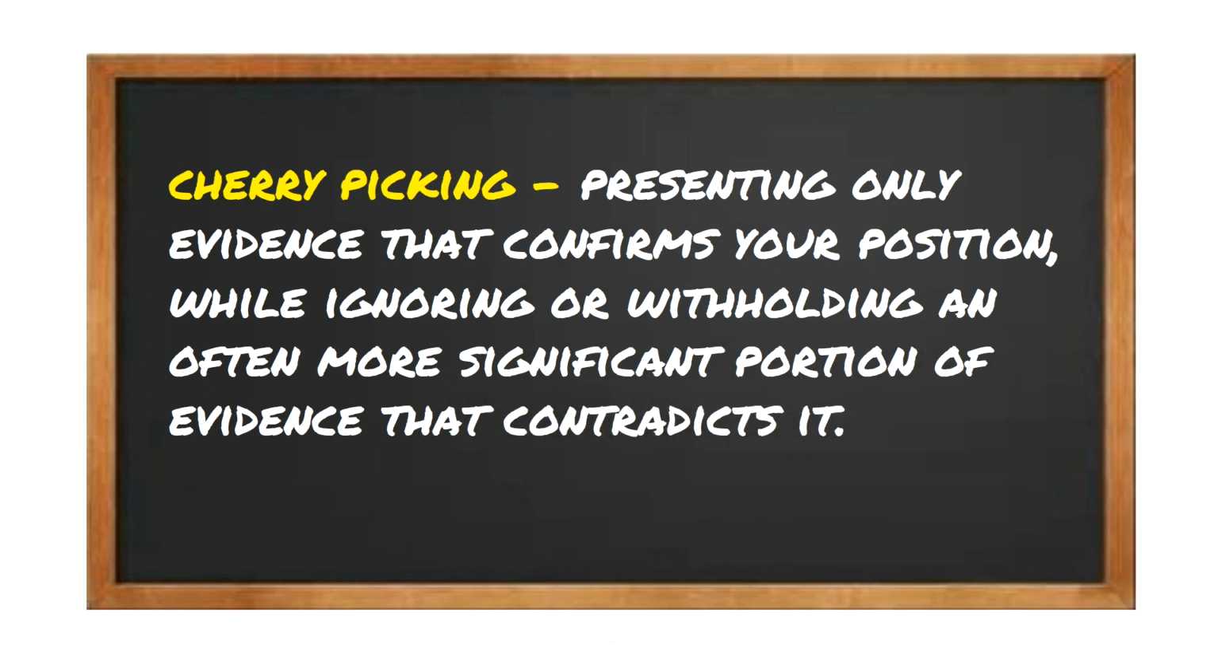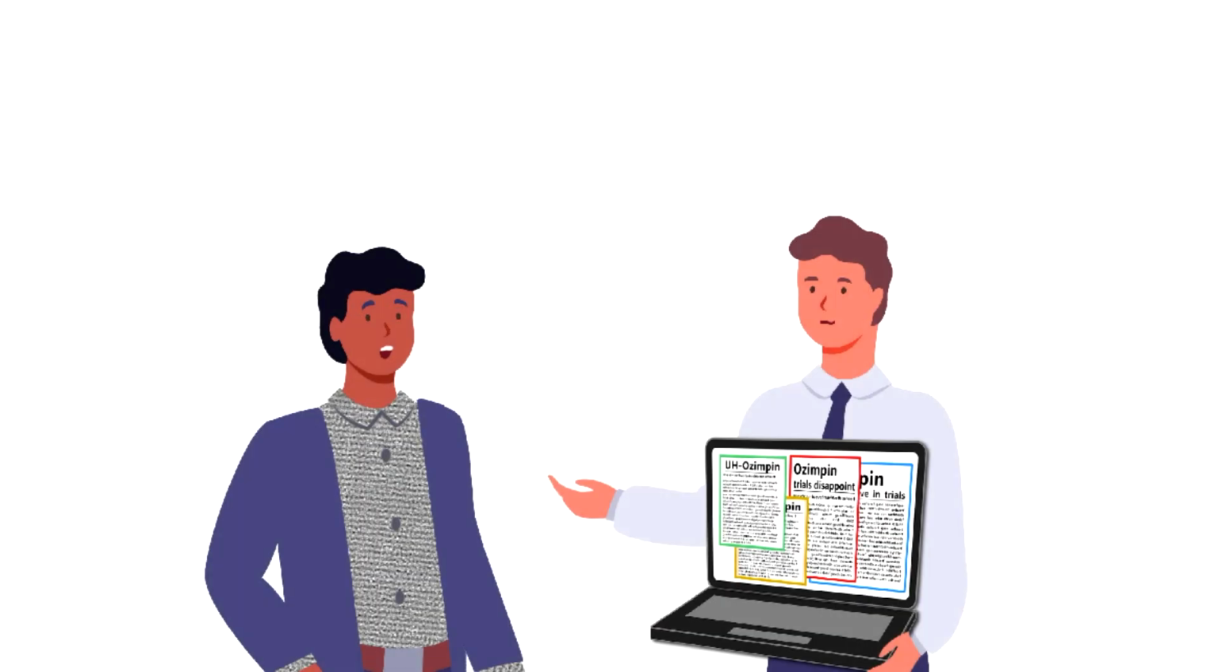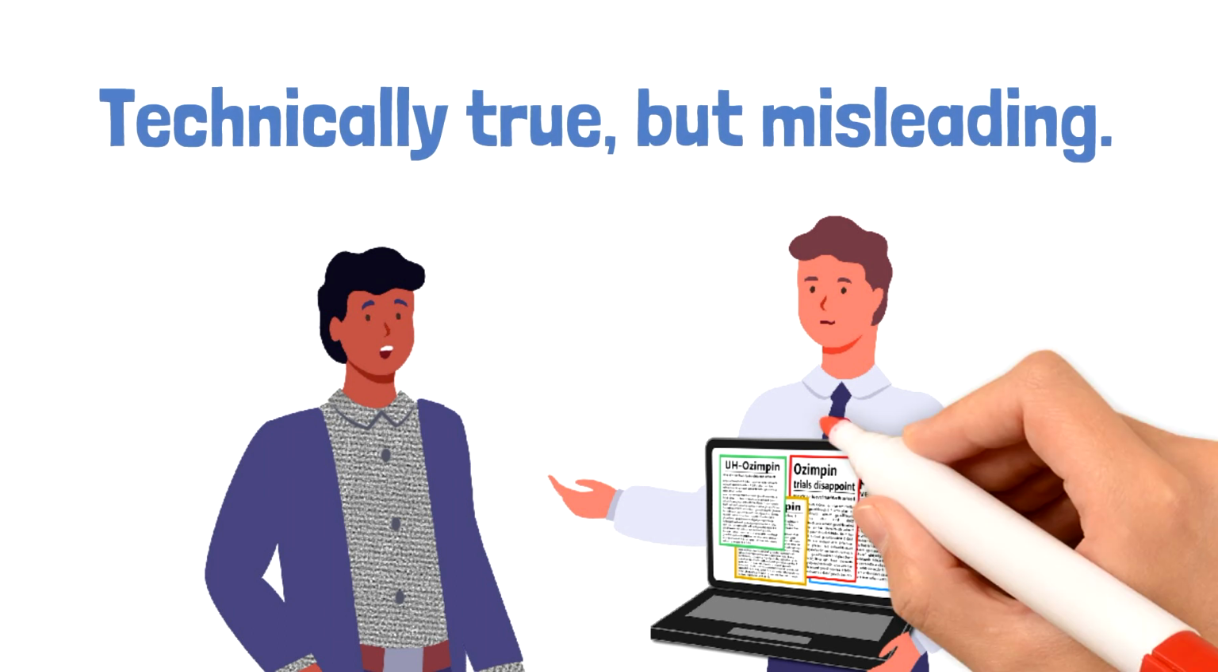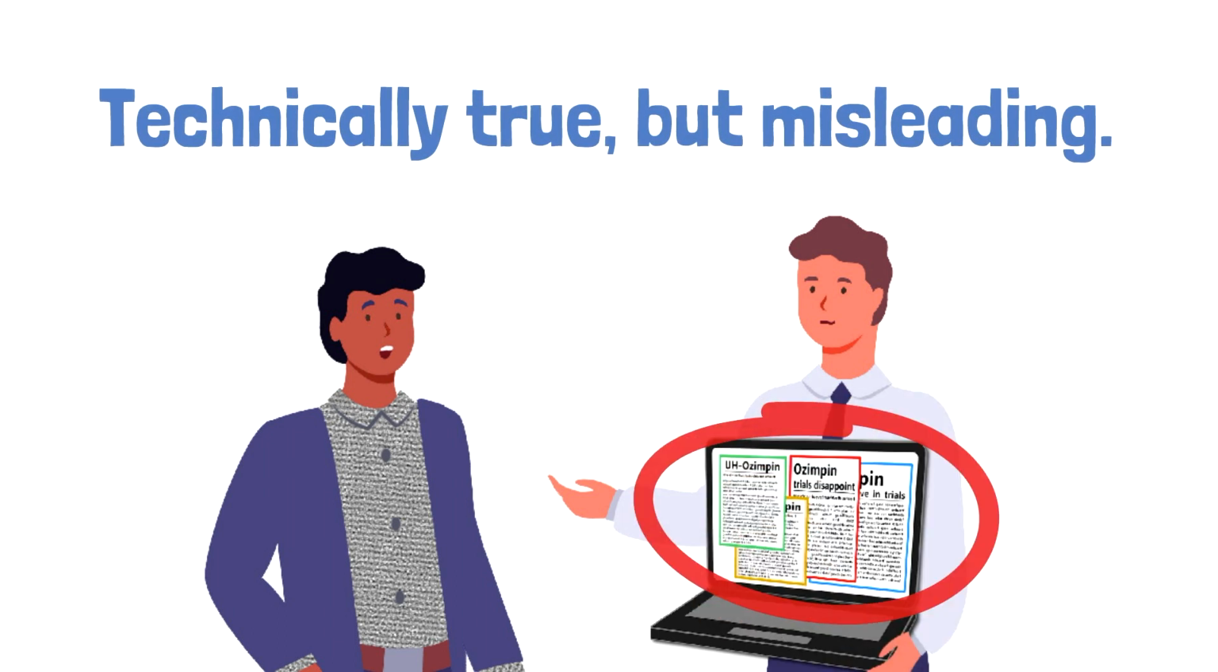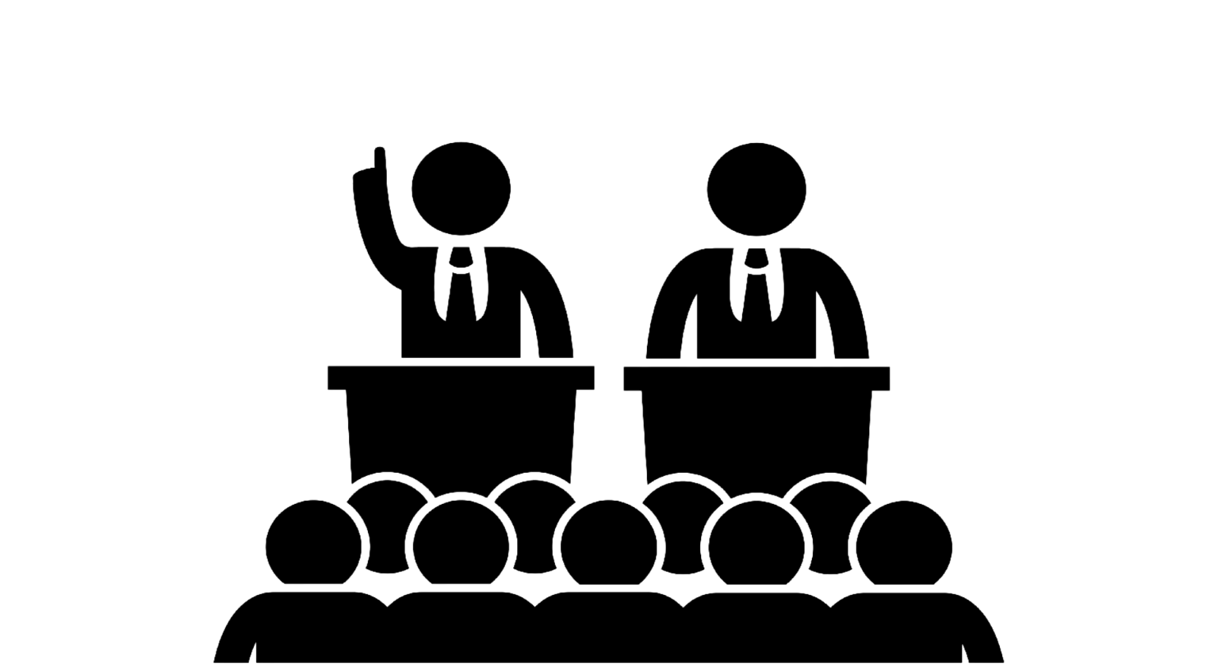Like many of the most effective propaganda techniques, cherry-picking relies on information that is technically true, but misleading. Which is one reason cherry-picking is so effective in politics. To see how this works, let's take a look at another example.